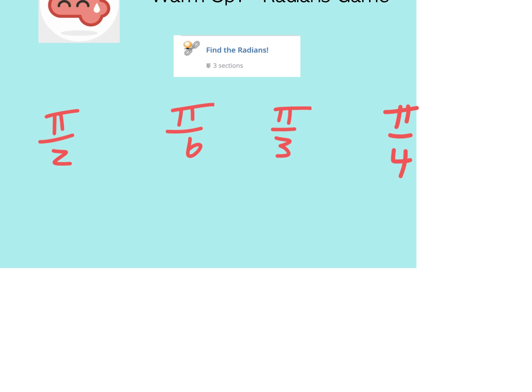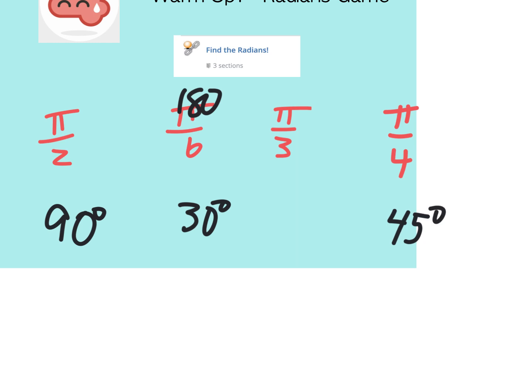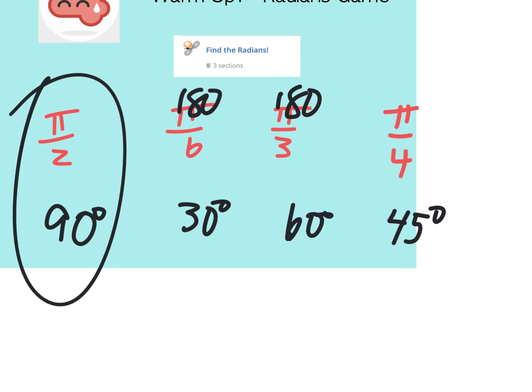So, pi over 2. Sam, what is it? 90 degrees. Good. Davis, what's pi over 6? 30 degrees. Do you have a way of remembering it, or is it just plain memorization? Well, pi is 180. Ah, so 180 divided by 6 is 30. Very nice. Lucas, pi over 3? 45? Nope. Pi over 4 is 45. Pi over 3? It's 180 divided by 3. So 60. Have those memorized.